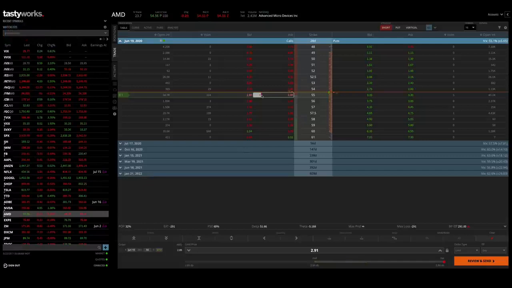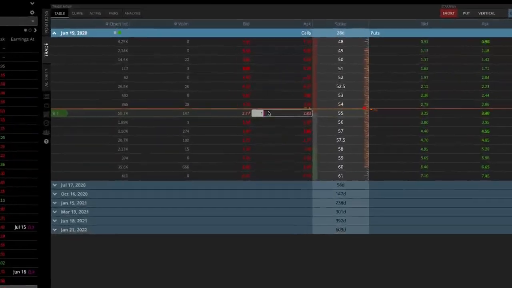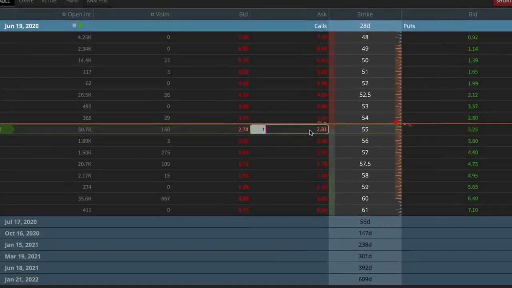You try to get filled at the mid price, you work the order, you let it sit there for a little bit, and if the market comes to your price and you're filled, then you're in the trade. So now we can see on the trade page, it says 1 around the ask price of the 55 call. So this platform is telling me that I have a position in this 55 call and I own 1 contract.